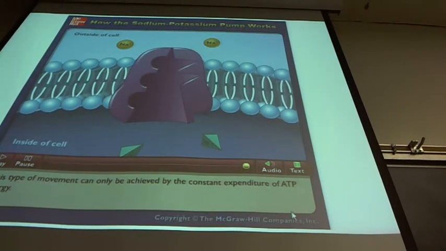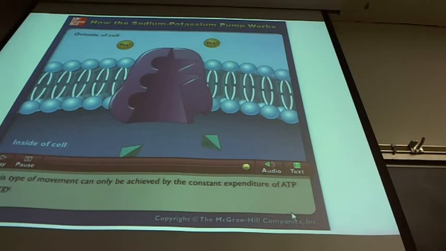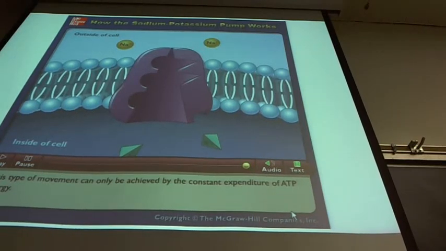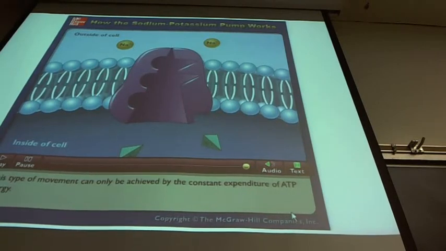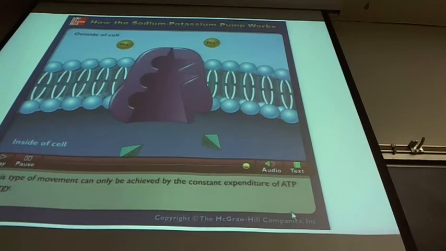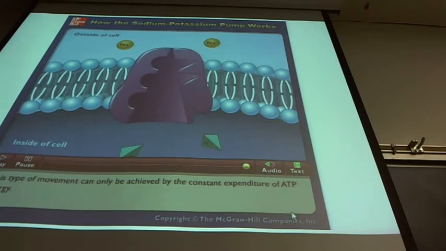Your sodium potassium pumps, your active pumps, require energy to move ions from the low concentration into the high concentration. Exactly the opposite of what would happen with diffusion.